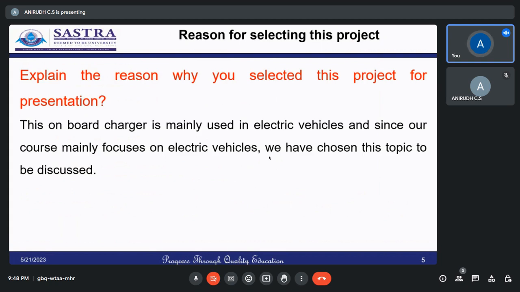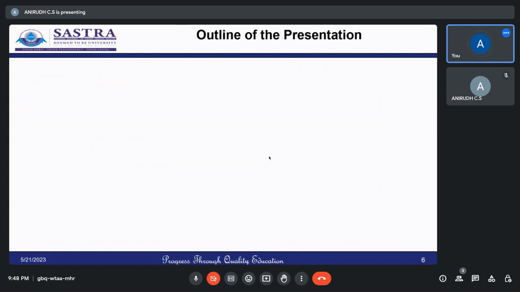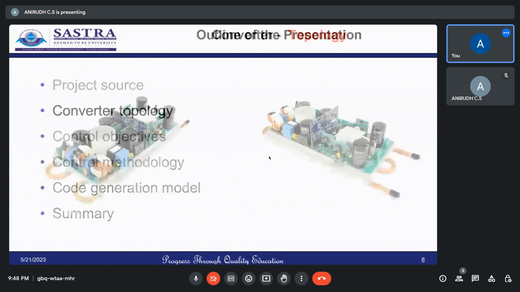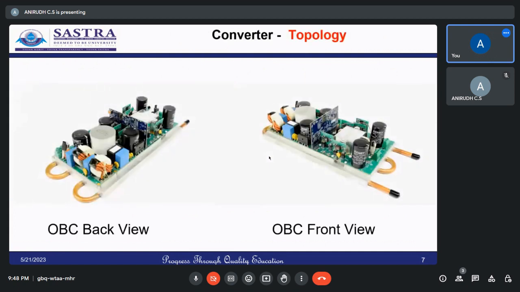So what is the reason for selecting this project? This onboard charger is mainly used in electric vehicles, and since our course mainly focuses on electric vehicles, we have chosen this topic to be discussed. The picture on the left hand side shows the back view of the onboard charger and the right picture shows the front view of the onboard charger. In this picture, the green module is the microcontroller mounted on a PCB board.